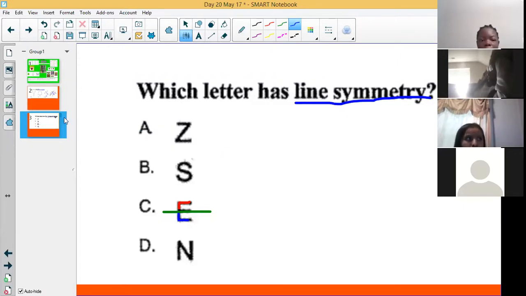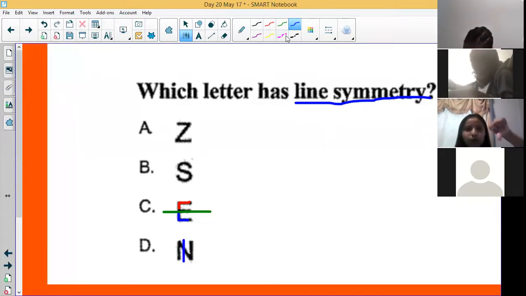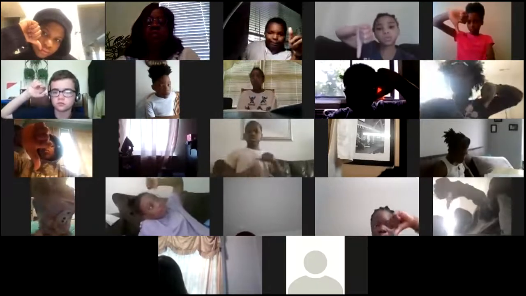Let's go to N. Let's do N for practice. Draw a line up and down N. Thumbs up or down, is it symmetrical? All thumbs should be down. You're exactly right. Erase.